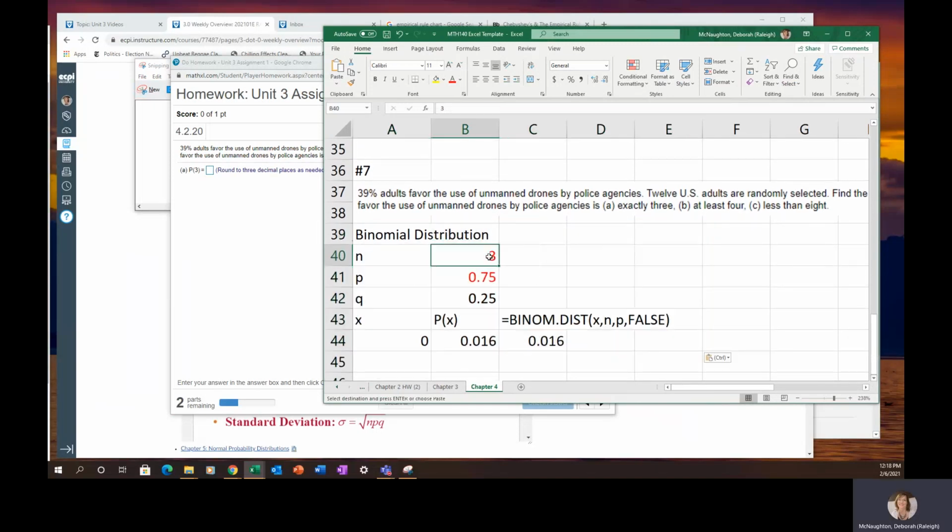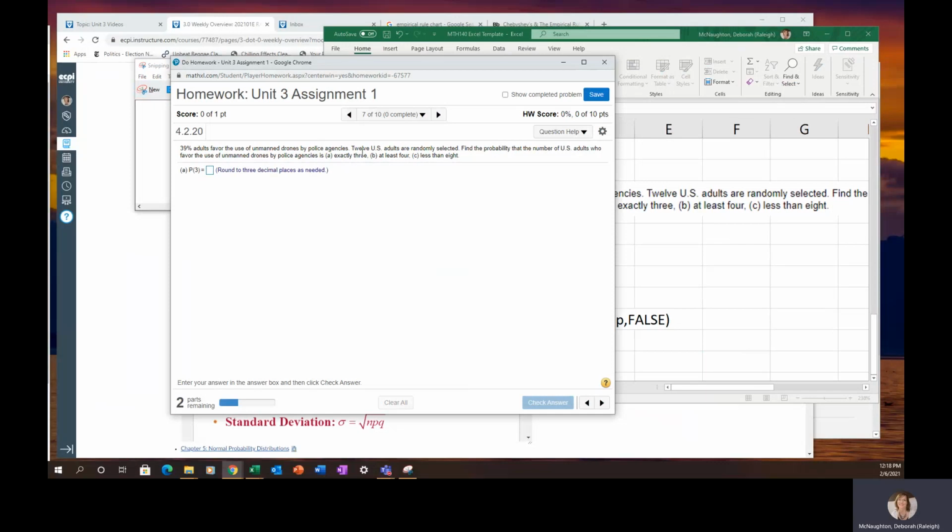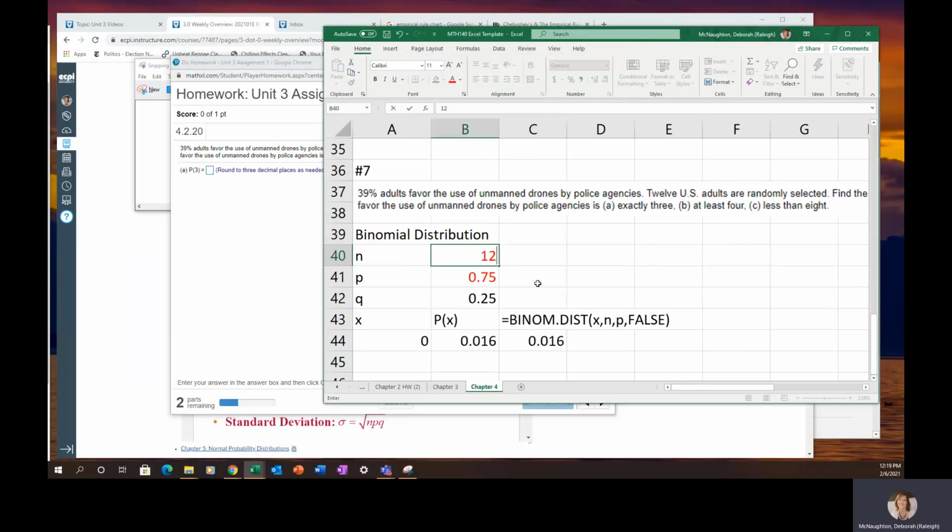Right, and then I'm going to change my N. So my N is 12. Okay, 12 US adults are randomly selected. The 39%, that's my P. So my P is 39% over 100%, right? Gives me this as a decimal, which I need. So my Q is calculated 0.61.